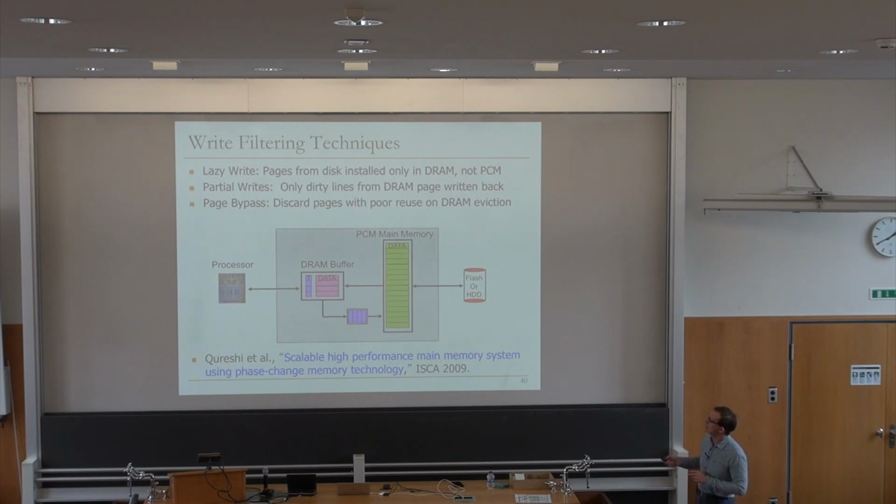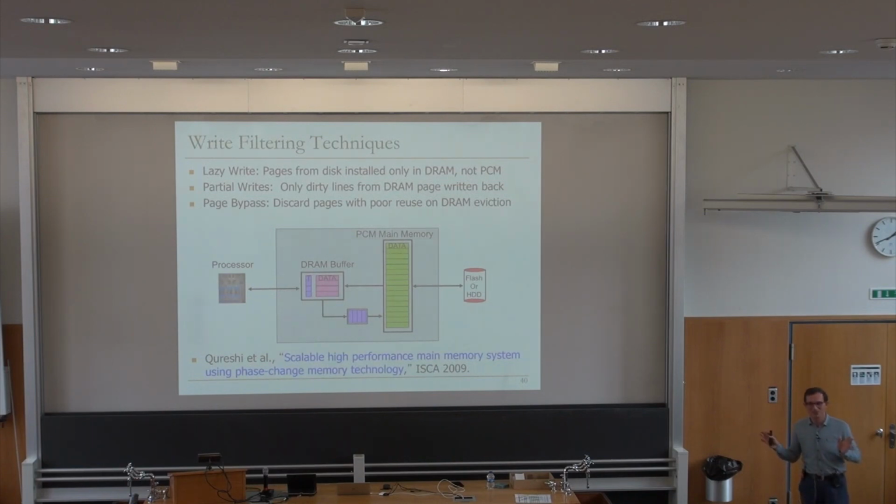And there's another optimization, which is called page bypass over here. Essentially, they discard pages with poor reuse. So whenever you're evicting something from DRAM over here, you have a reuse predictor somehow. It's not described a lot, but you can imagine what that could be, right? And based on that reuse prediction, you either write back to phase change memory or discard the page, right? That's the idea. Or if it's a dirty page, you write it back directly to flash, right? So that's the idea over here. If you don't have good reuse, you don't want to write back to phase change memory.